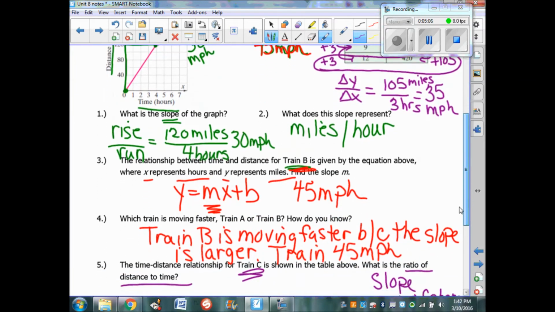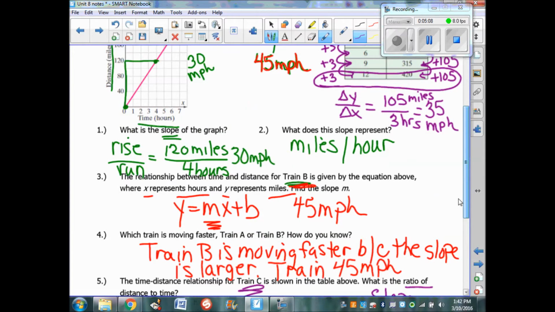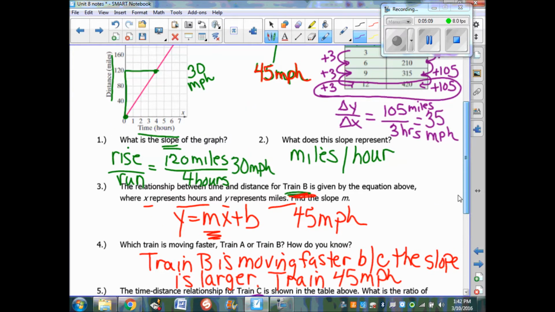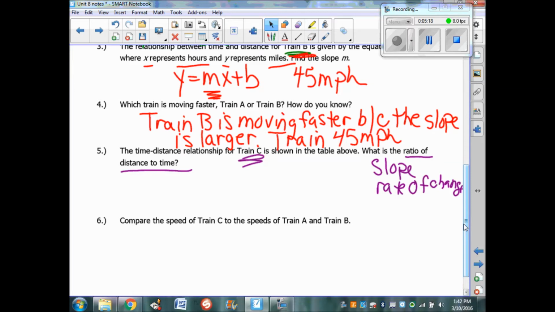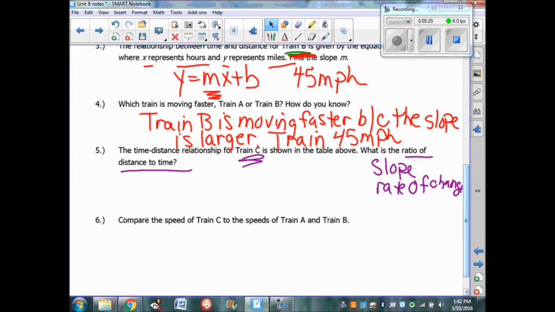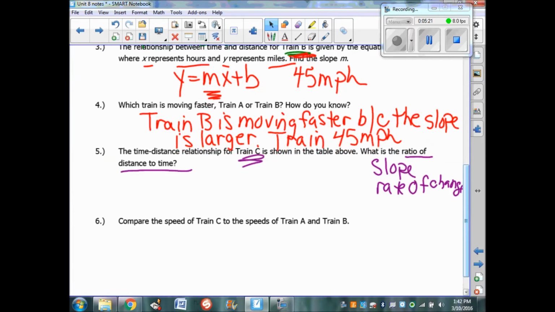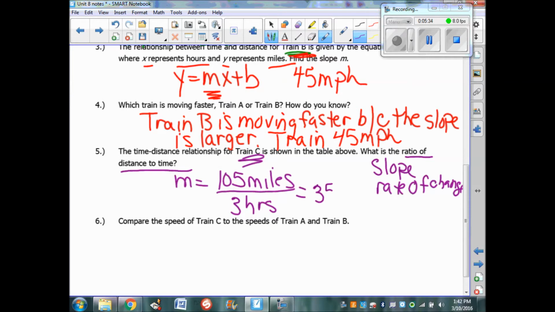So down here, probably could move that. See if I can grab this. Nope, that'll move too much. All right, so let's write that down here. So my slope is, we'll just rewrite it, 105 miles divided by 3 hours, which is 35 miles per hour. Okay, so that's train C.